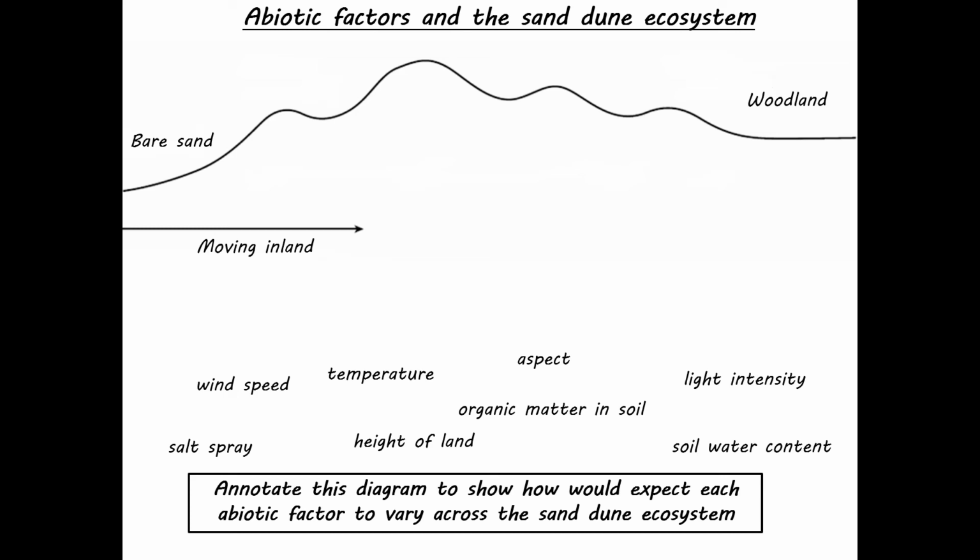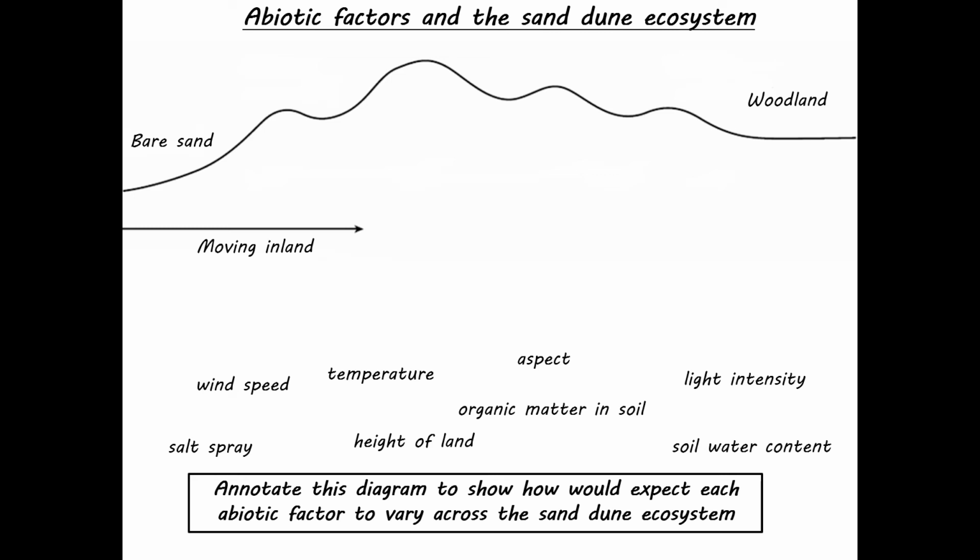Temperature would vary much more on the bare sand. So if you think about being on that bare sand, it's very, very hot when the sun's out because there's no shade, and very, very cold because there's nothing to keep heat. So it fluctuates much greater on bare sand. Those fluctuations become less dramatic as you move inland. The height of the land, well, that's increasing as you move inland.